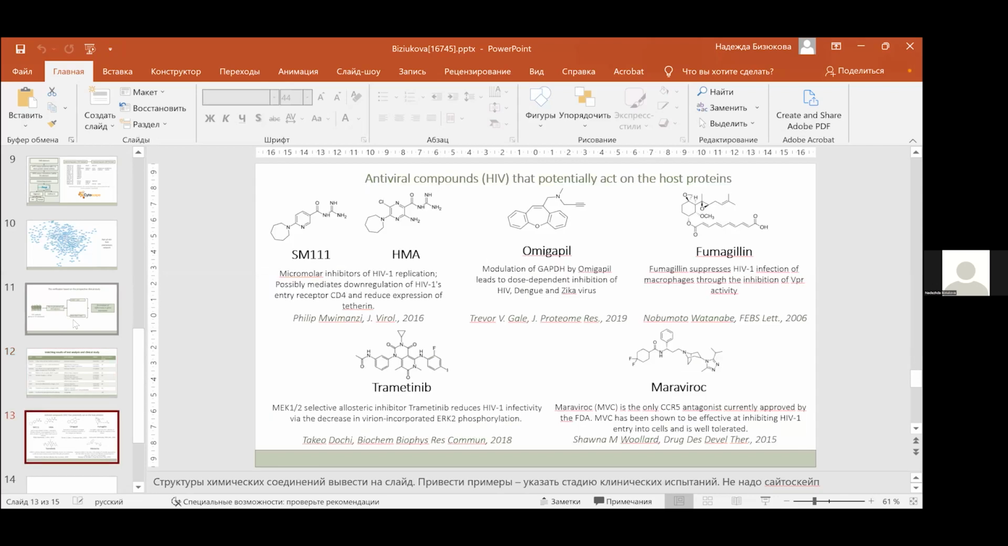We identified several chemical compounds that target proteins revealed in this work. Examples are presented on the slide. Some of them affect human proteins involved in the pathogenesis of the disease, some affect HIV proteins. And some of them have already been approved by the FDA for the treatment of HIV, and some of them are still in clinical trials.